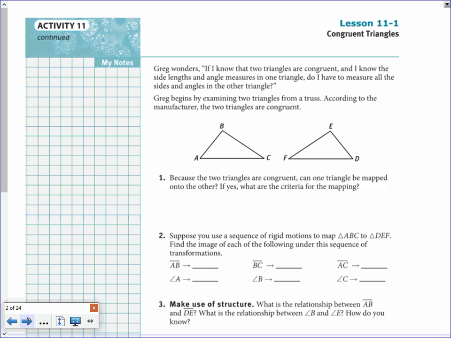So see if you can decide what type of transformation appears to map one triangle to the other. If you need to pause the video to think about it, you can. But hopefully you're coming up with a reflection. And the line of reflection is somewhere in between point C and F. It's a vertical line, and it should be exactly halfway between point C and point F.